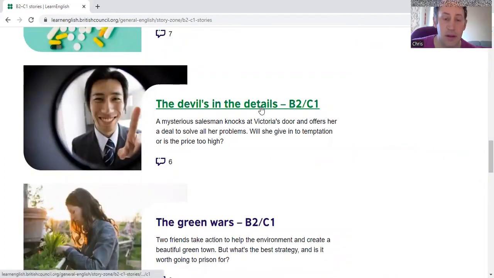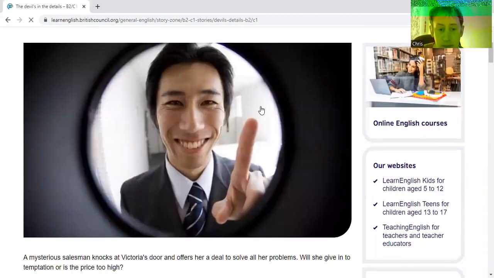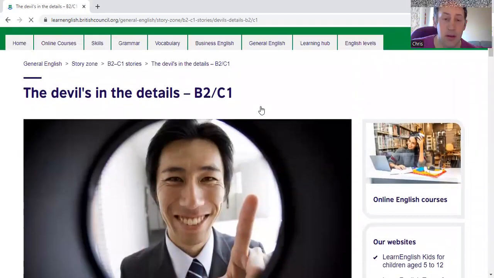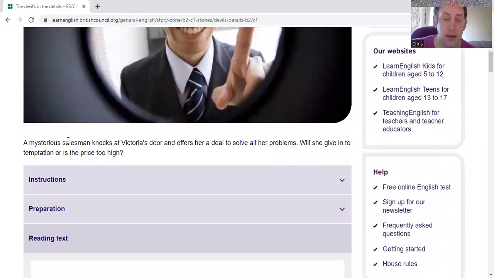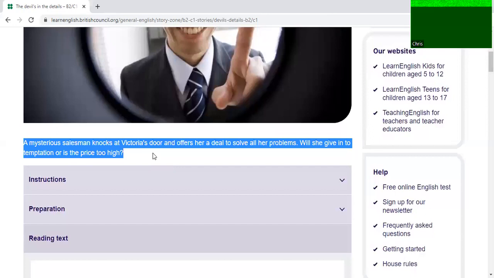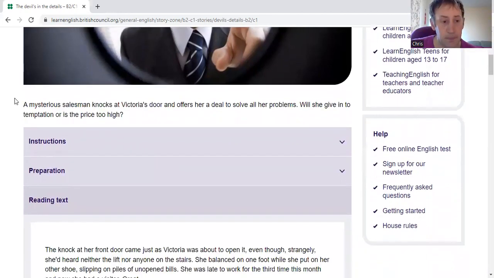I was going to choose Devils in the Details B2 to C1. Let's try this. They have all the information here on the internet, but you can also download it. So let's have a quick look. We've got the Devils in the Details and this picture here. The synopsis or summary is: a mysterious salesman knocks at Victoria's door and offers her a deal to solve all her problems. Will she give in to temptation, or is the price too high?